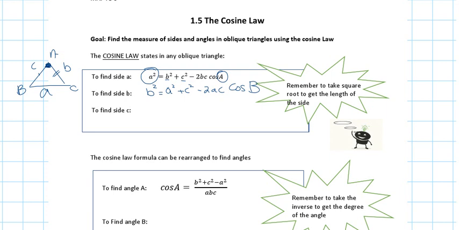Can you tell me what the last formula is going to be? The one where I'm finding C. C squared equals a squared plus b squared minus 2ab cos C. All right?